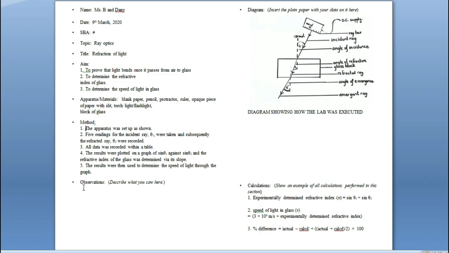What did you observe? Describe what you saw here. Make sure you get rid of this. Do not leave it and hand it to your teachers and then they're like, what is that? So what did you observe? That light bends. Yeah. So you're not gonna write, I observed that. No, just write light bends when it passes from air to glass. I bet you learn how to type really fast now that you're using these templates.